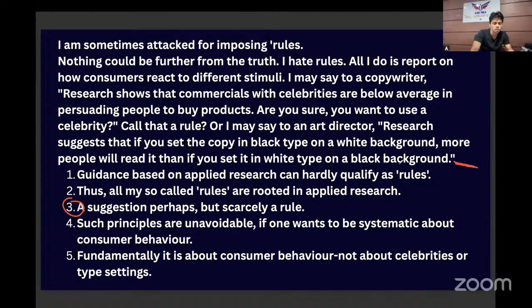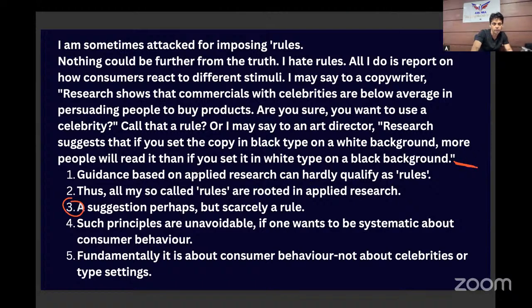So what the person is trying to say is that whatever he or she is suggesting is not a rule. It's basically a fact. So whatever he or she is mentioning is not basically a rule, but a research-based fact. So what is the best possible end, or what is going to be after on a black background? What is going to be thereafter?